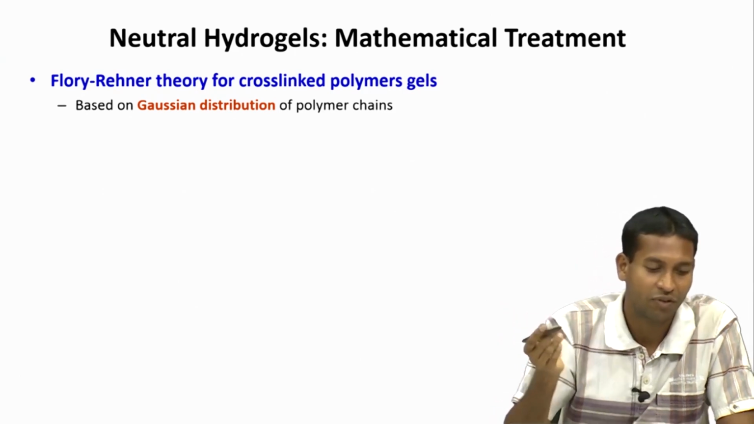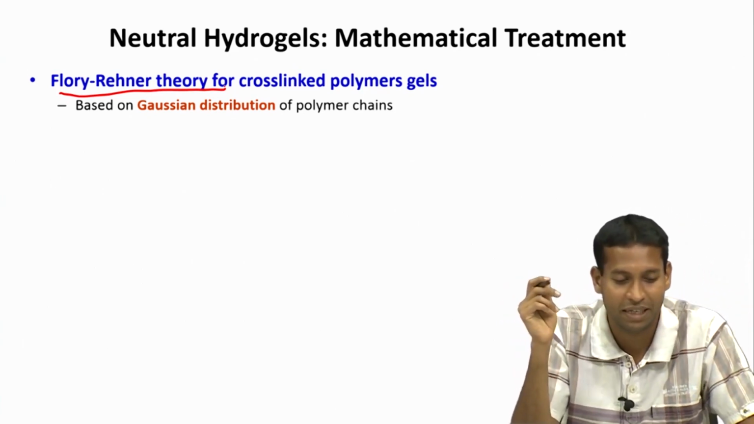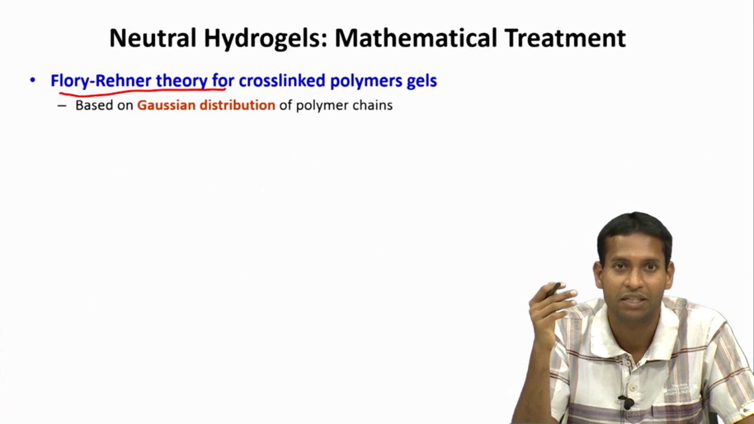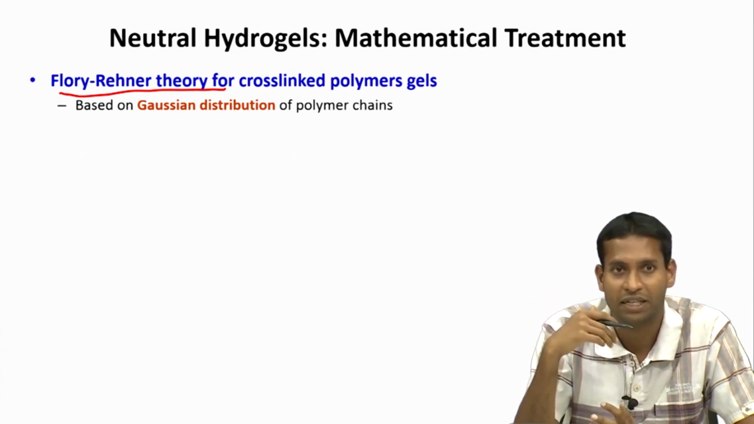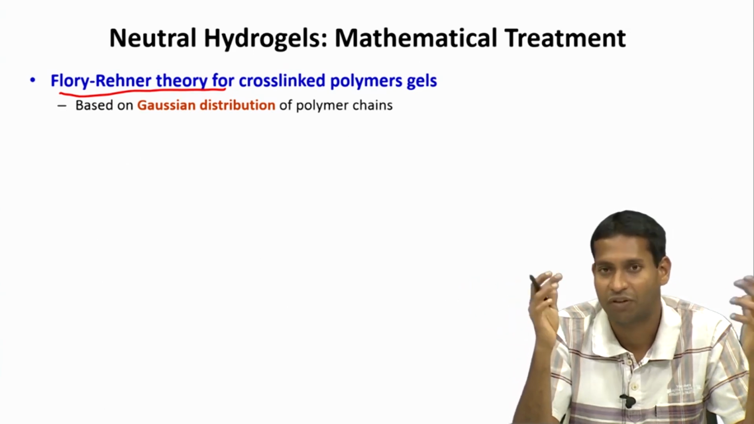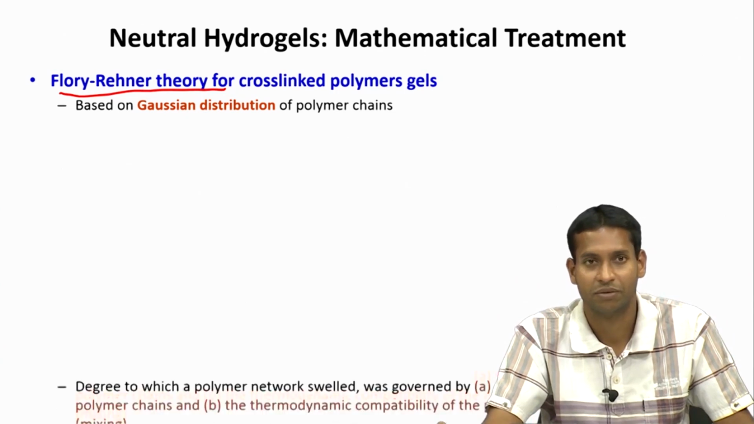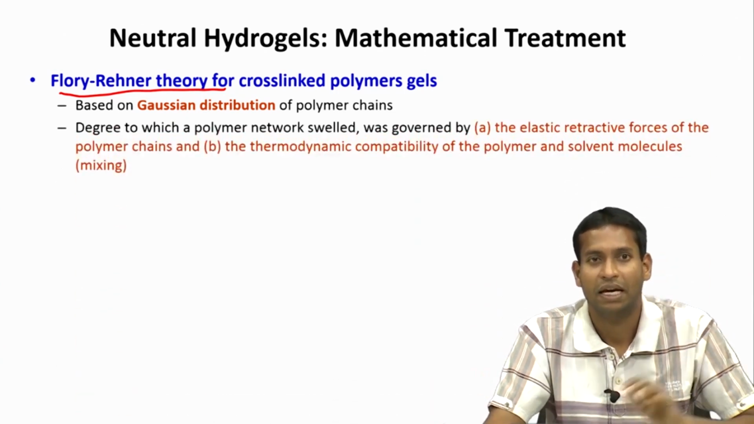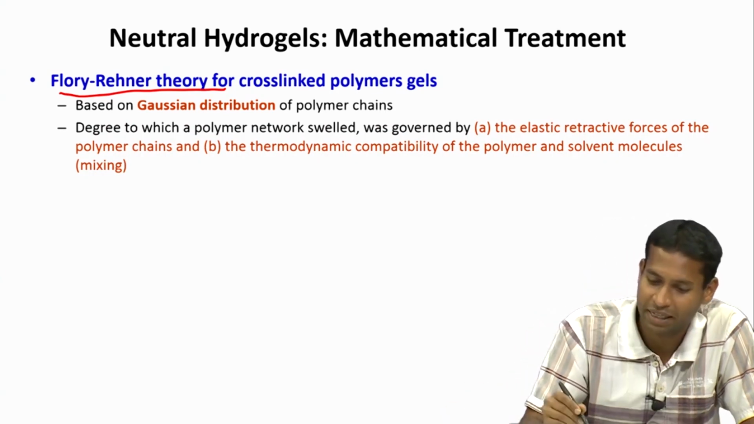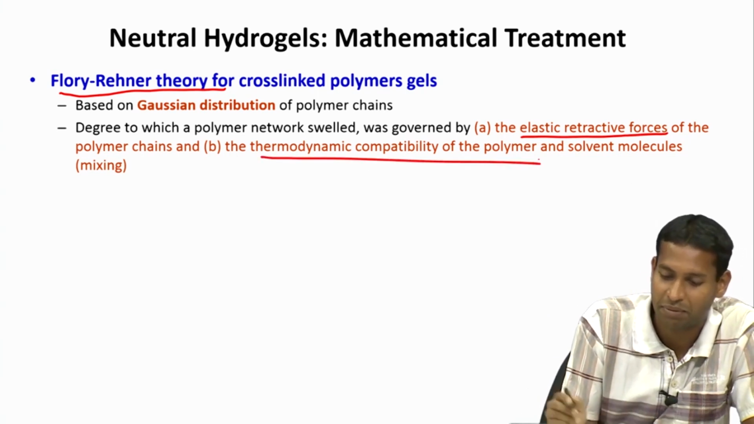So, the first thing is the Flory-Rehner theory. It is basically a theory that defines how the cross linking of the polymer gels happens. What they are proposing is there is a Gaussian distribution of the polymer chains that is found in nature, and that is a good assumption to make given what we see in the literature. And the degree to which a polymer network will swell is going to be governed by the elastic retractive forces of the polymer chain as well as the thermodynamic capability of the polymer.